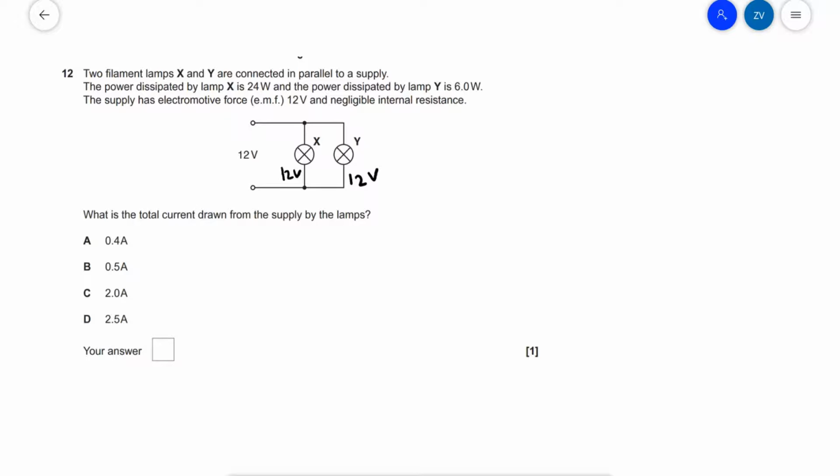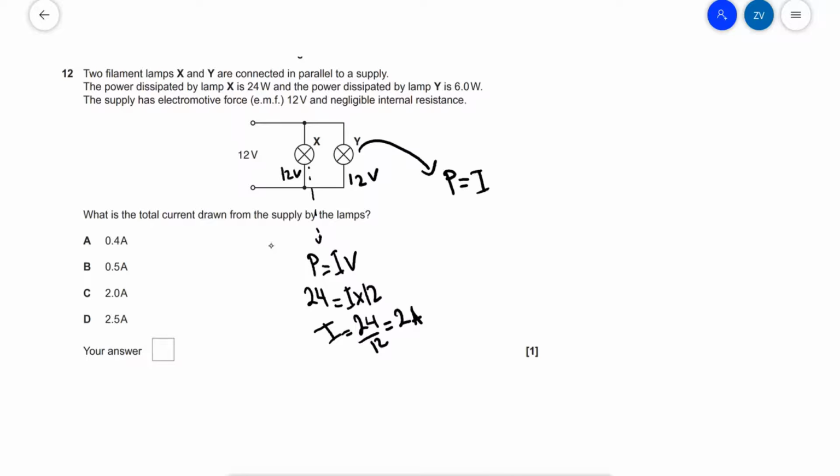Now the power along here is going to equal IV. So if the power is 24 across that bulb, that's going to be equal to I times 12. That means that I is going to be equal to 24 divided by 12, which is just equal to 2 amps.